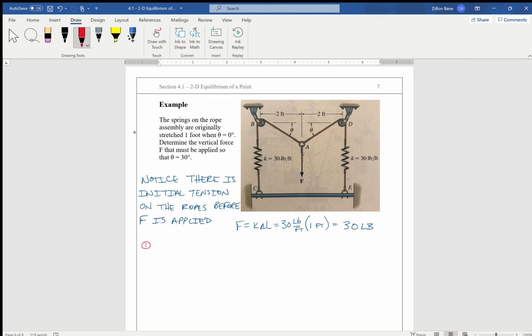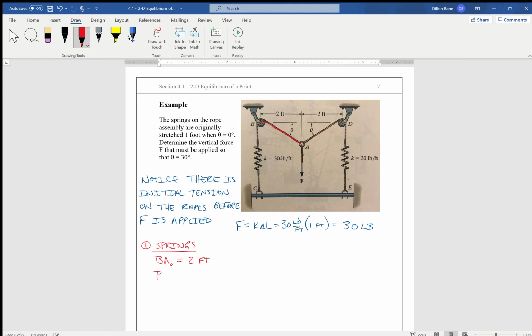So the original length, BA sub O, was 2 feet. You know, it was this dimension right here. When theta is equal to 0 and A was up here, the length from B to A was 2 feet. Can we all agree with that? But now that F has been applied, the length of BA post displacement is now some other dimension.